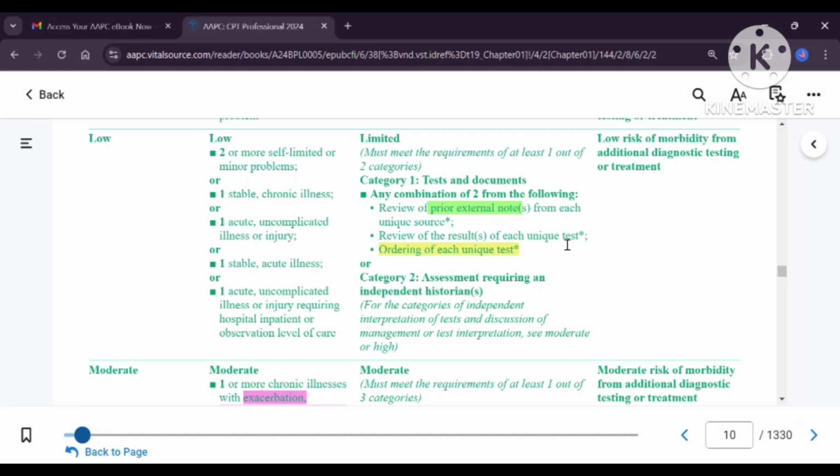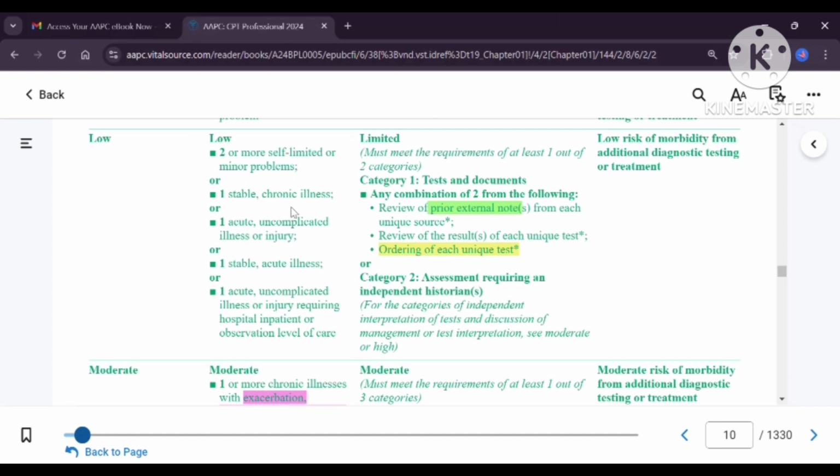Or if he is reviewing prior external notes from each unique source, that says that the patient has got some old reports, the doctor is going through that, and that was not done in the same hospital. It is from some other source, maybe from some outside hospital. Then you can consider the level of MDM as low. So all these things will help you to find out the level of MDM as low.